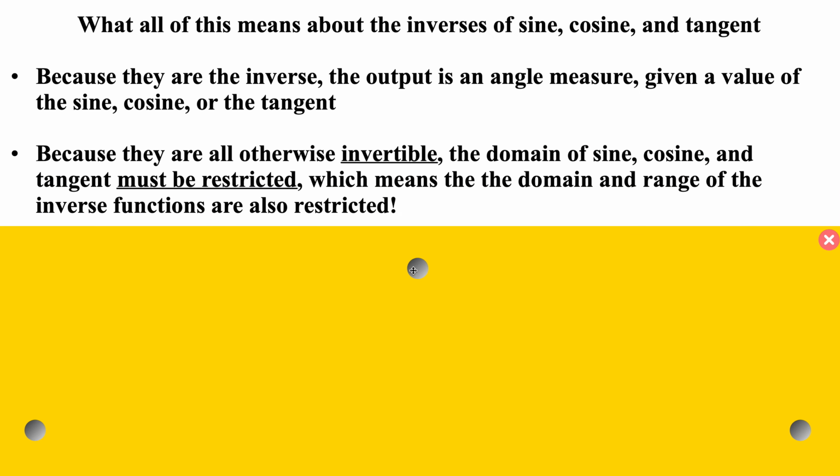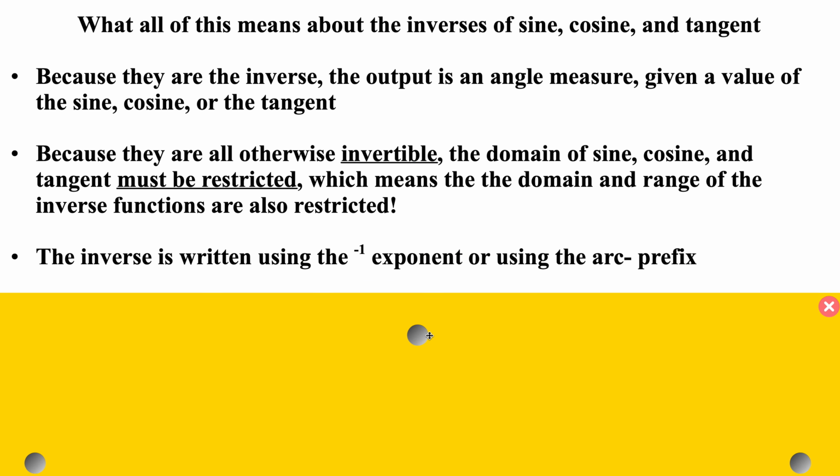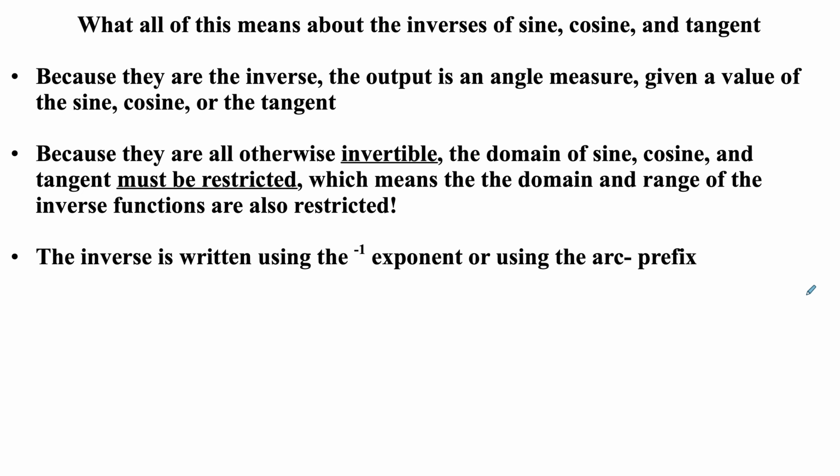Because they're otherwise not invertible, the domains of sine, cosine, and tangent must be restricted, which we saw, which means the domain and range of the inverse function are also restricted. The inverse is written using the -1 exponent, like sine inverse or sine to the -1, right, like this. And that's something you've seen before. Or we use arc sine.